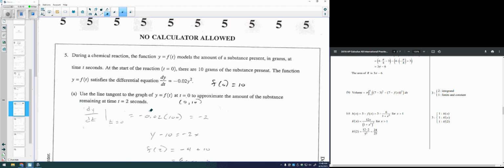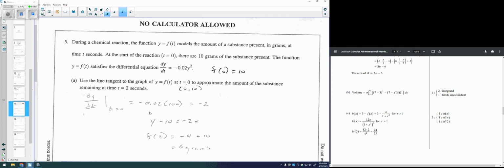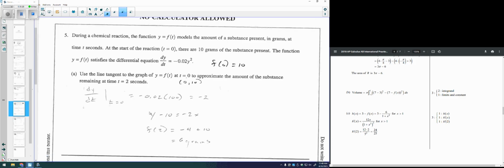All right, question 5. This one, people either got a lot of points or very few points, just depending upon if you understood the question. So use the line tangent to the graph of y equals f of t at time equals 0 to approximate the amount of substance. Remember, this is where we use our tangent line to approximate. So my first step is to find the equation of the line tangent at x equals 0.